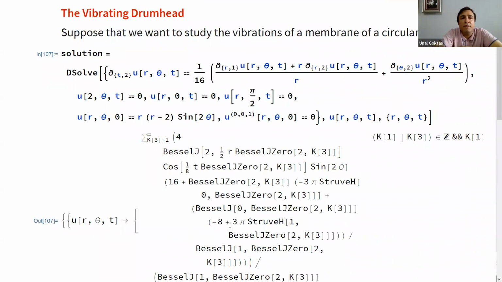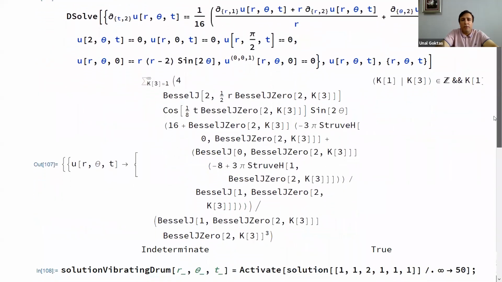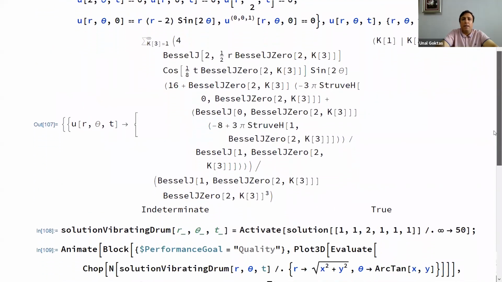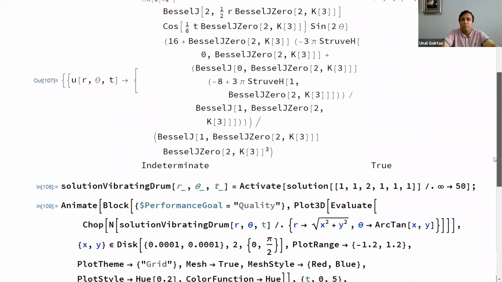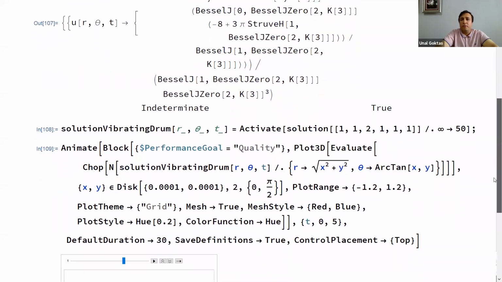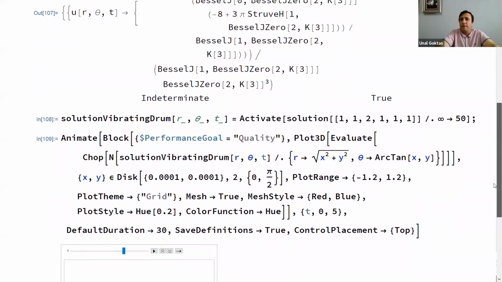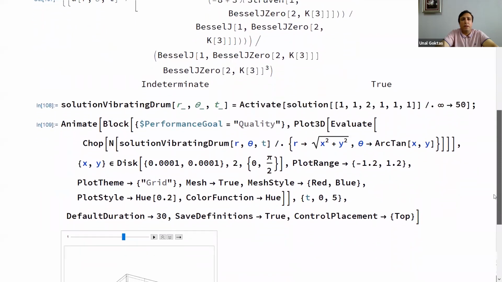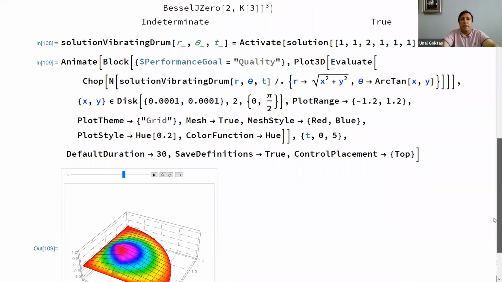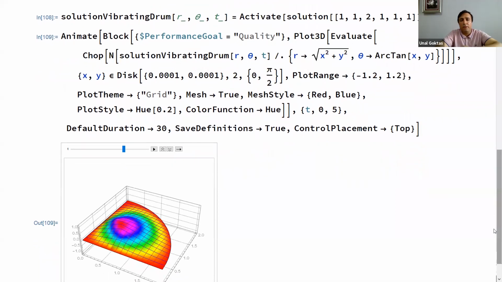The next example is the vibrating drum head. So the solution again is an infinite sum, and we computed the truncated solution and ran an animation, and the solution will be varying over time.